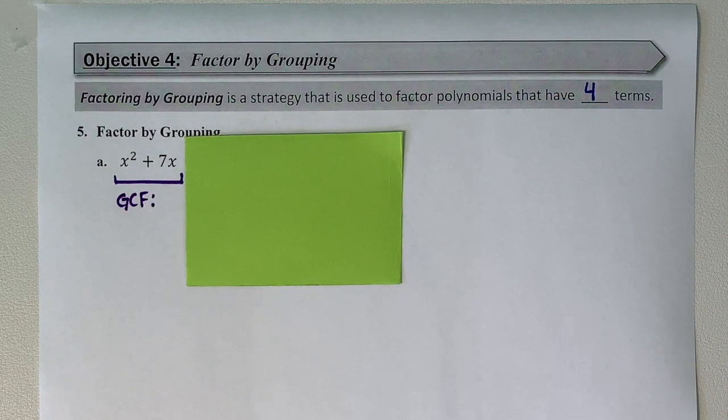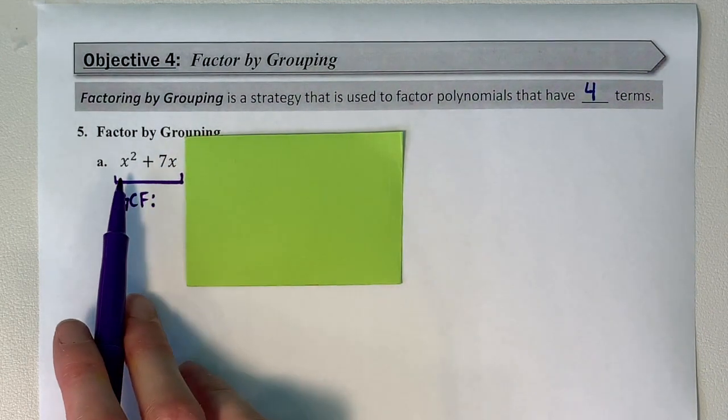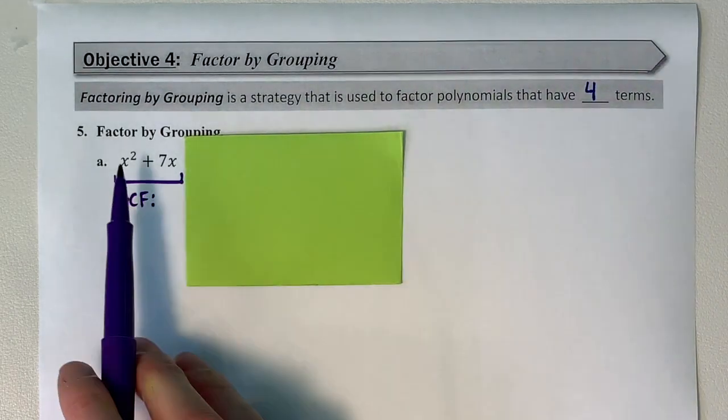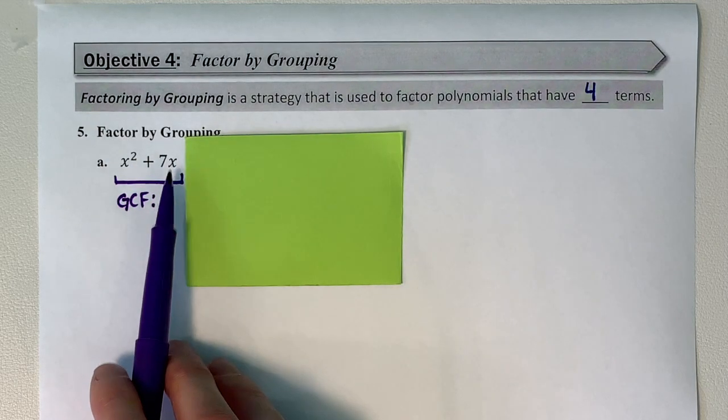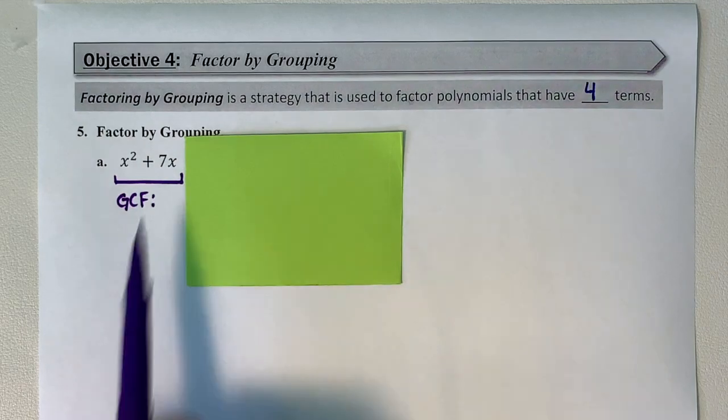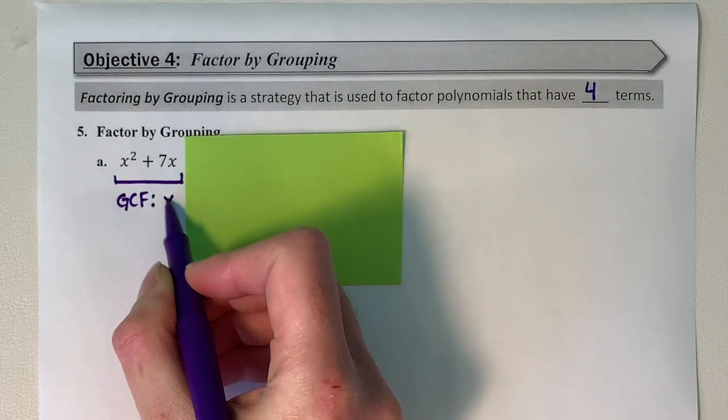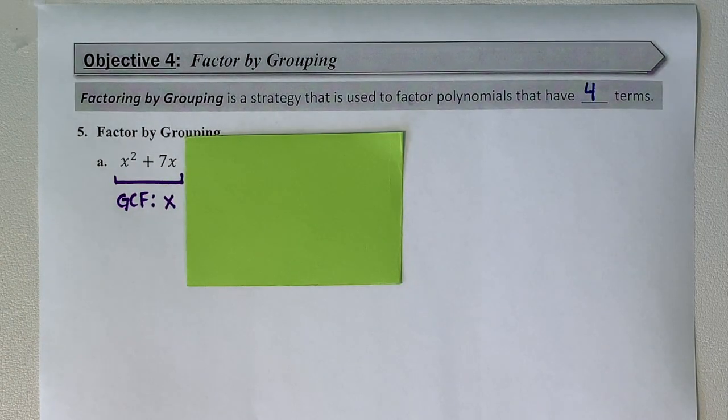And we want to ask ourselves, what is the greatest common factor of these 2 terms? Since both terms have an x, for our GCF, we're going to pick the x with the smallest exponent, which between x squared and x, that would be x. So our GCF here would be x. Next, we're going to factor out the GCF.